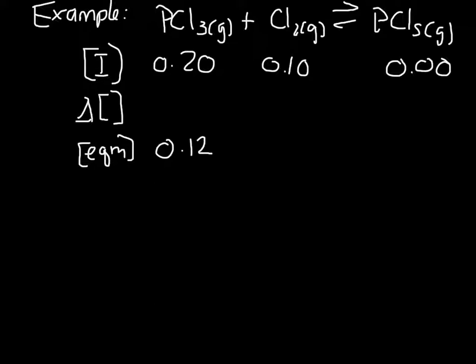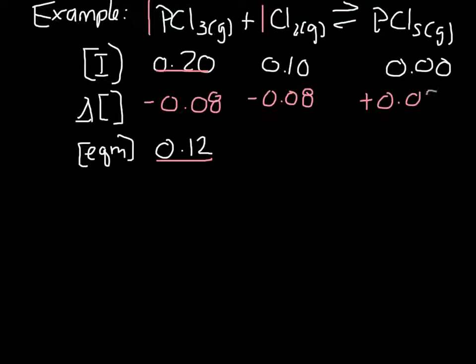We want to go through and figure out what the change is from the one we're given. So we go from 0.20 to 0.12. That gives us a negative 0.08 change, which means Cl2 also had a 0.08 change because it's a 1-to-1 ratio. And in turn, we have a positive 0.08 change for our product, because that also has a 1-to-1 ratio.